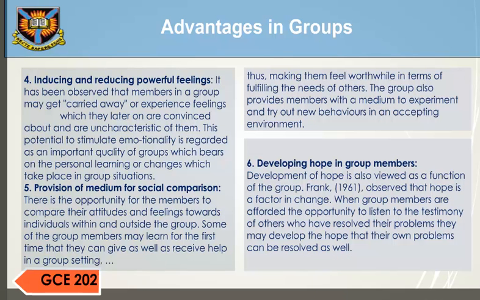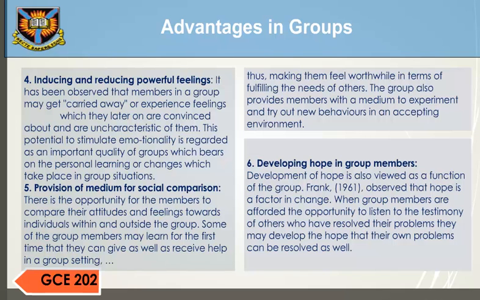4. Inducing and reducing powerful feelings. It has been observed that members in a group may get carried away or experience feelings which they later on are convinced about and are uncharacteristic of them. This potential to stimulate emotionality is regarded as an important quality of groups, which bears on the personal learning or changes which take place in group situations.